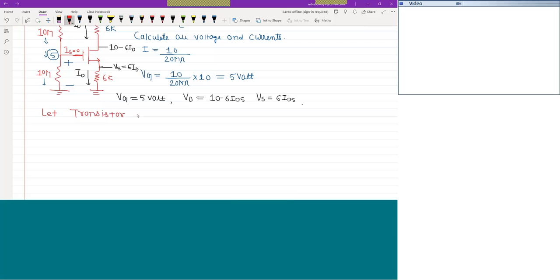Transistor is working in saturation. Here I assumed that our transistor is working in the saturation region. So what we can say is that if the transistor is working in the saturation region, then what can I say?